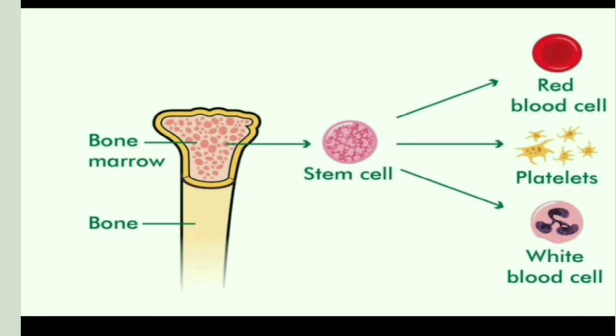This diagram explains that inside the bone there is a spongy tissue, that is, the bone marrow. This bone marrow has stem cells in it. These stem cells can give rise to red blood cells, platelets, as well as white blood cells.